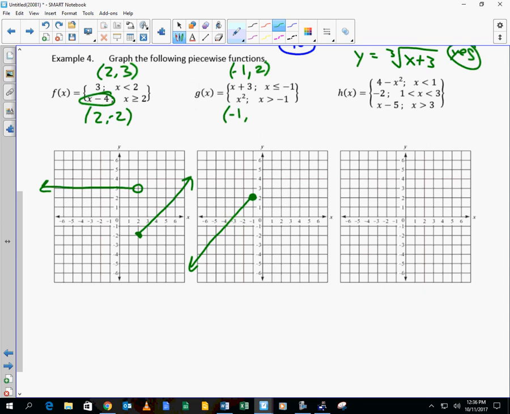Now I plug in negative 1 here. Negative 1 squared is 1. Open or close circle? Open. And you remember that parabola, we're not going to draw the left side of it. We're going to pick up with it as it comes to 0 and then goes up. And that's my graph of that piecewise function.